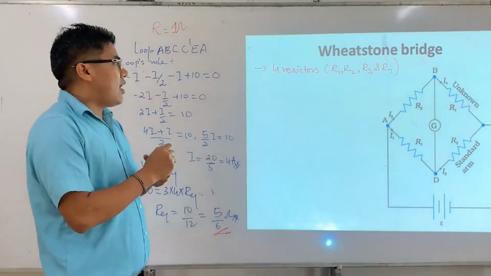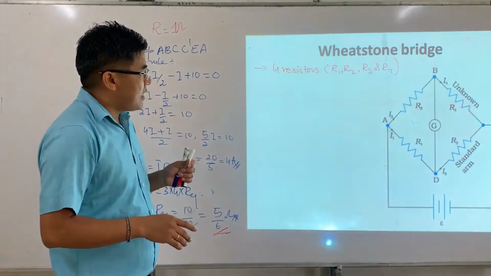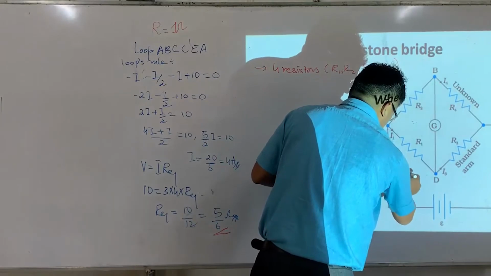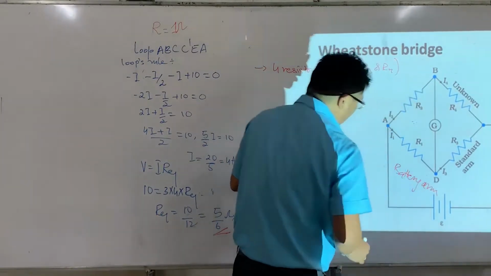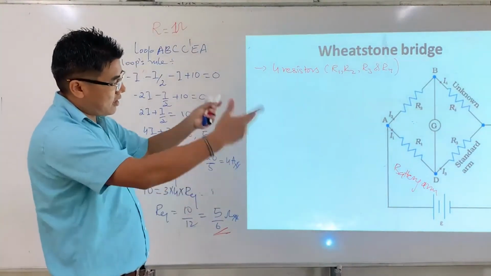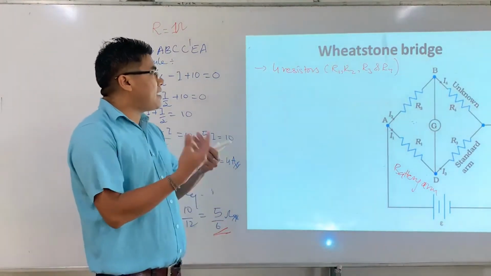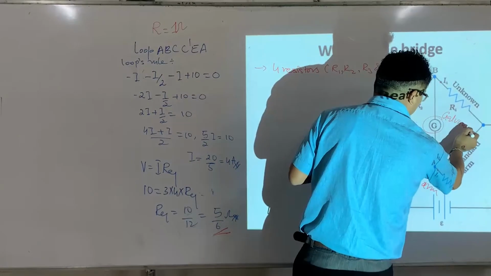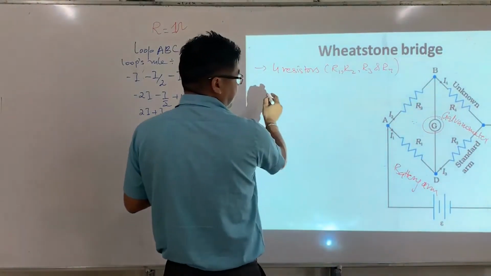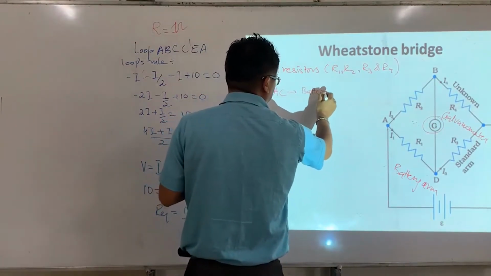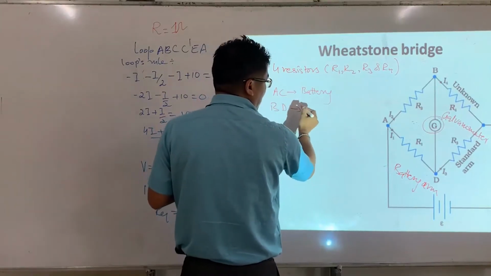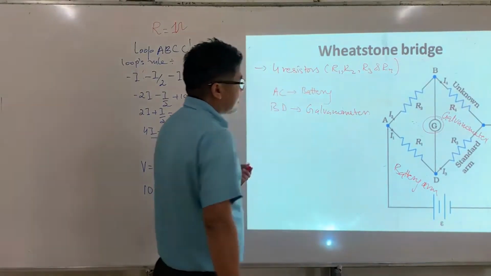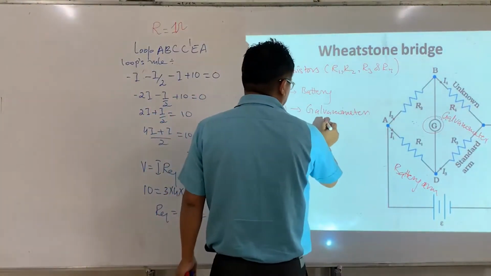And such that, look here, I have two diagonals. The AC diagonal is connected to a battery, and this is what we call the battery arm. Why? AC is connected to a battery so that the voltage is supplied. The other diagonal, BD, is connected to a galvanometer. The galvanometer has some resistance called RG.